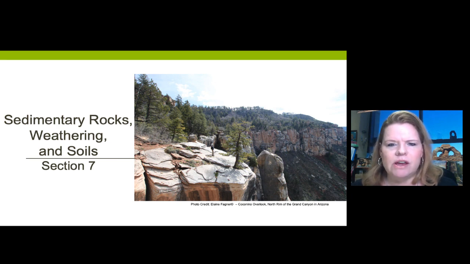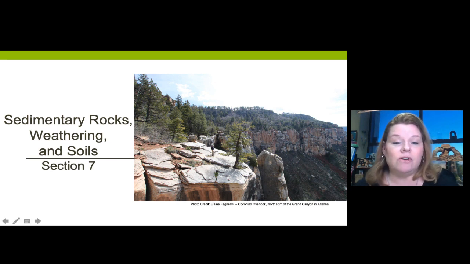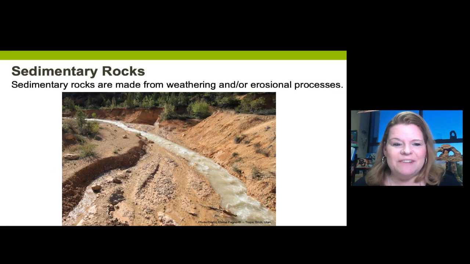It's sedimentary rocks. When you look at this outcrop of the Coquina sandstone at the north rim of the Grand Canyon, it has a distinctive look to it. And you can even see that it has layers here. That's indicative of sedimentary rocks. They are layered rocks. So we're going to learn all about them today.